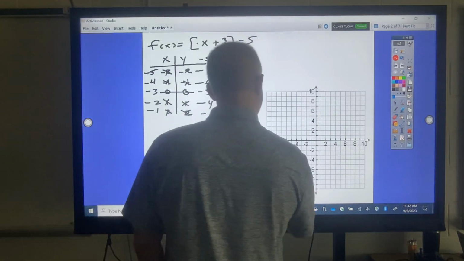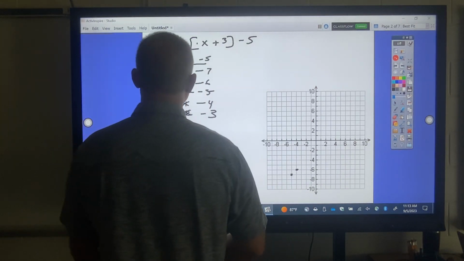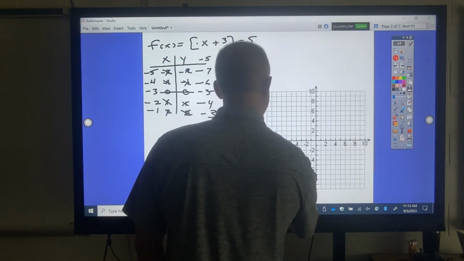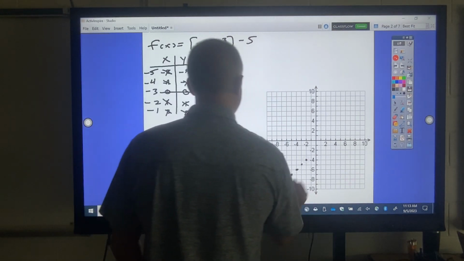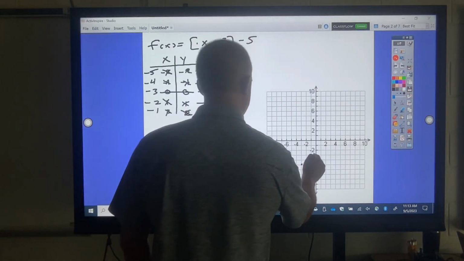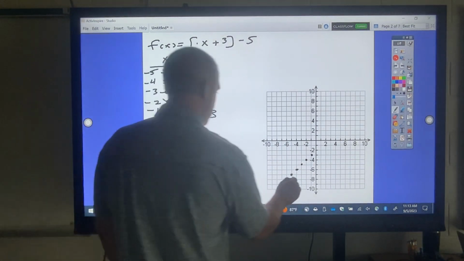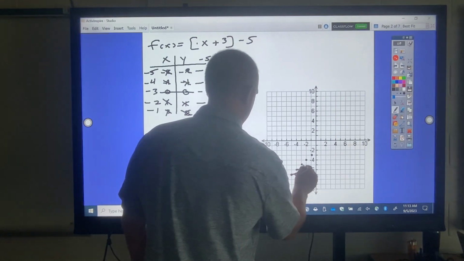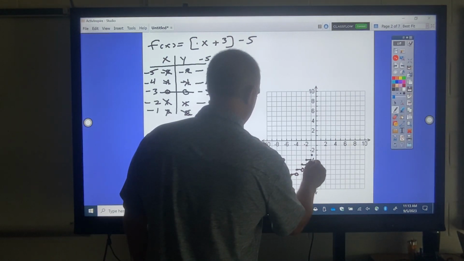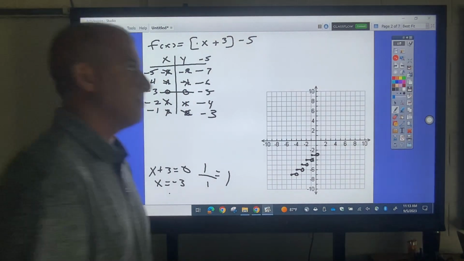Okay? And I'm going to plot negative 5 over, negative 7 down, which would be right here. Negative 4 over, negative 6 down, which would be here. Negative 3 over, negative 5 down. Negative 2 over, negative 4 down. Negative 1 over, negative 3 down. So I want to draw there, open circle, there, open circle, there, open circle, there, open circle, there, open circle. Okay, and that's the step function.